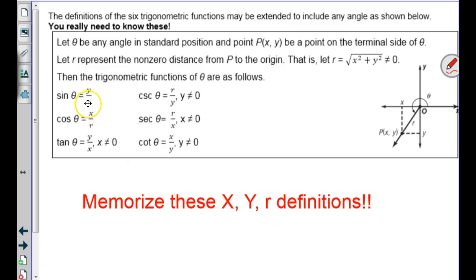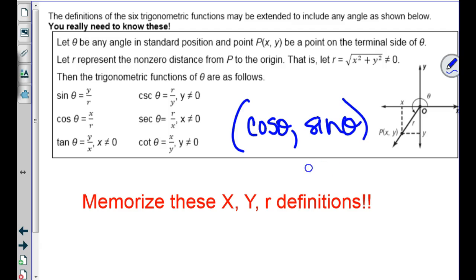All right, so sine is y, cosine is x. We talked about this in terms of the unit circle yesterday, right? Cosine, sine. Everybody good? Alphabetical order, x, y. All right.